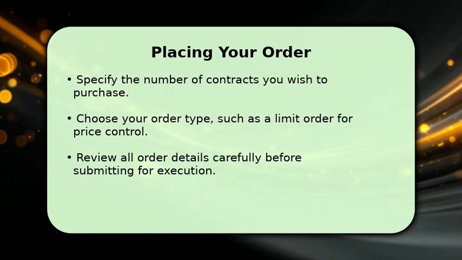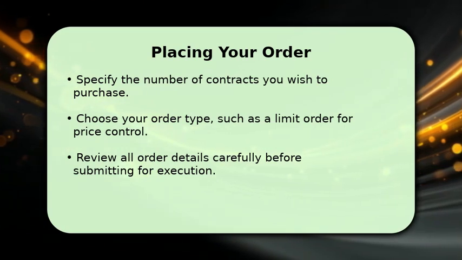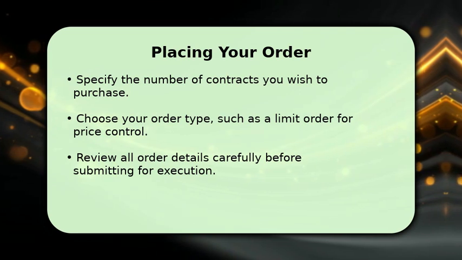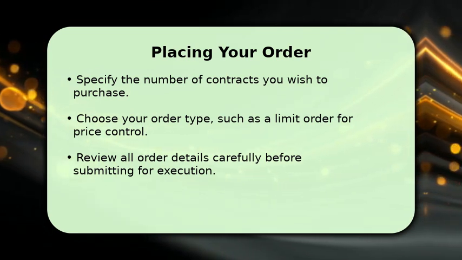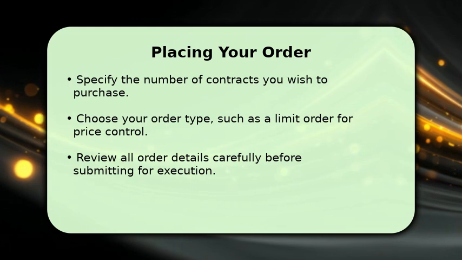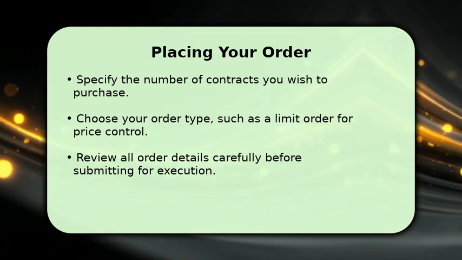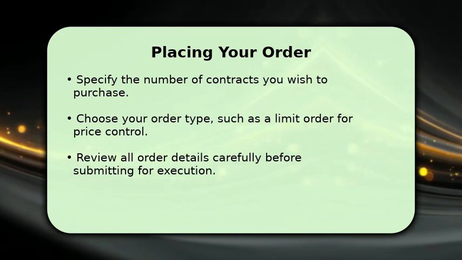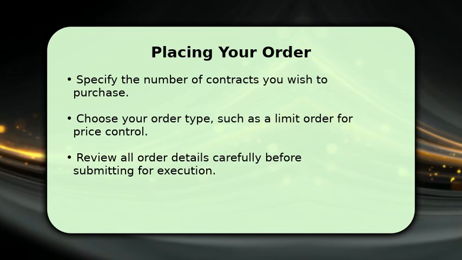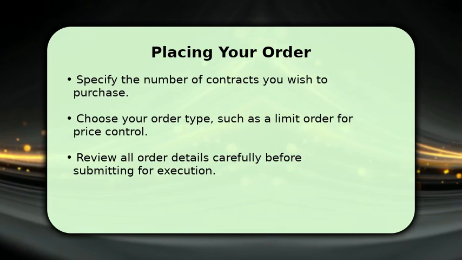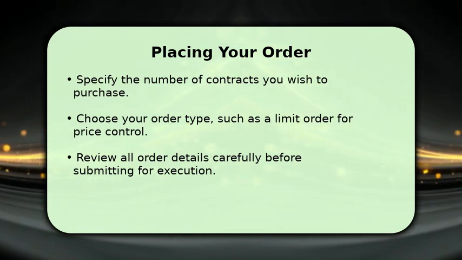With your chosen option contract, it's time to place the order. First, enter the number of contracts you want to buy. Remember, one contract usually represents 100 shares of the underlying stock. Then, select your order type. A limit order is often recommended as it allows you to specify the maximum price you're willing to pay. Always double-check all the details, including the premium, before hitting the Submit button to ensure accuracy.